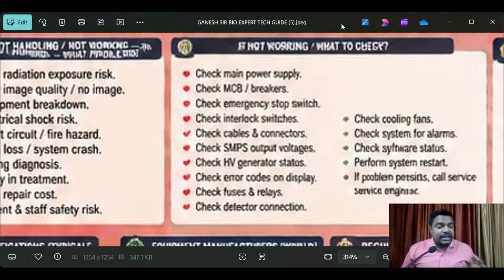If you know all these things, what happens? Ultimately, based on my information, you can resolve 90% of the issues while you are doing your duty. Yes. I hope I have given valid information here, and definitely it is going to help in your life, right?